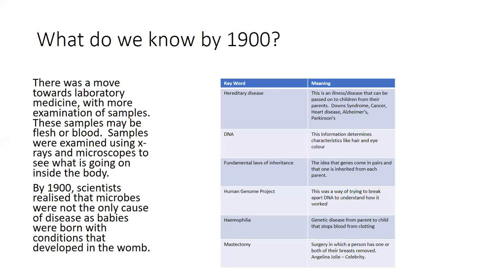Haemophilia is a genetic disorder that can be passed from parent to child that stops blood from clotting. And a mastectomy is a preventative method to stop hereditary conditions such as breast cancer. It's where you have one or both of the breasts removed. And an example of this is Angelina Jolie, who is a celebrity. She had a double mastectomy to prevent her getting breast cancer because this was seen to be her genetic pathway, something that she could have got in the future.